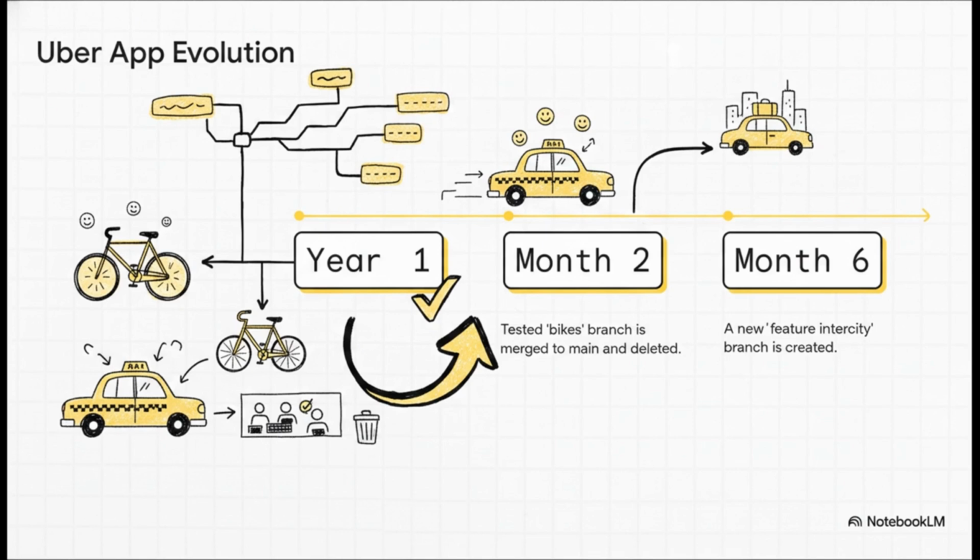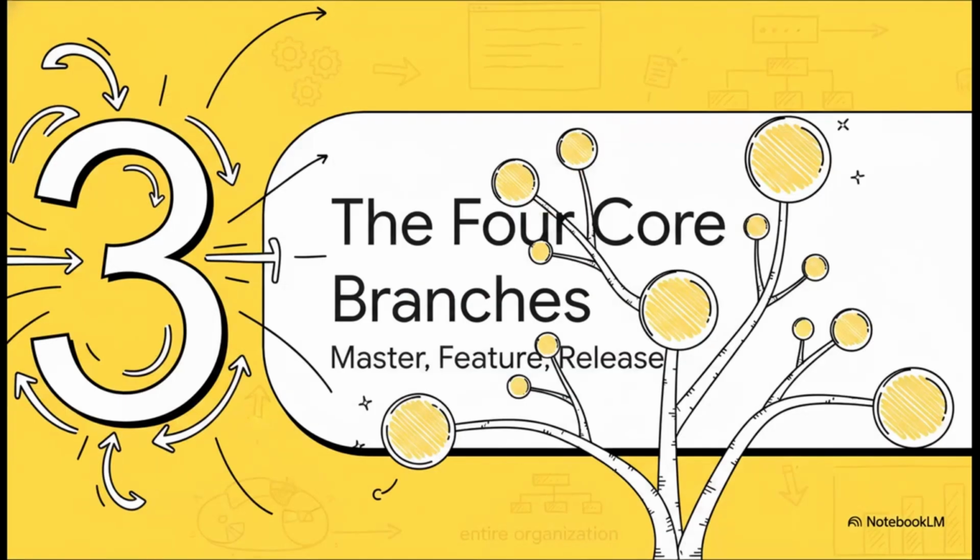And look at month 6. A brand new feature intercity branch gets created for the next big rollout. Through all of that behind-the-scenes work, the cabs kept running flawlessly the entire time. Okay, zooming out, let's hit section 3. The 4 core branches: master, feature, release, and hotfix.